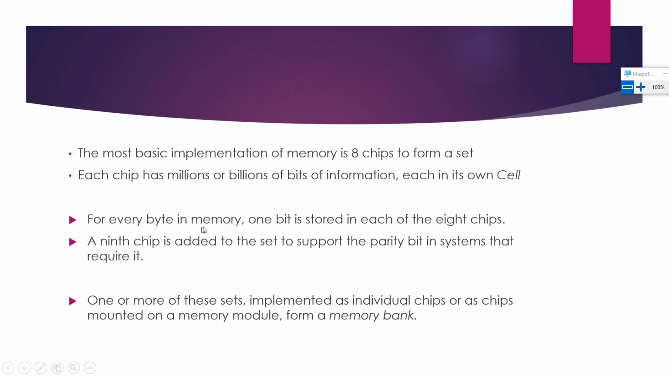Now, for every byte in memory, one bit is stored in each of the 8 chips. So in the chipset, you have every byte in memory. Normally there is 1 byte, second byte, third byte, and the parity is checking error on each byte. So 1 bit for 1 byte is placed on this chipset. A ninth chip is added to the set to support the parity bit in systems that require it. So if a ninth bit needs to be added, they add an extra chip for that.